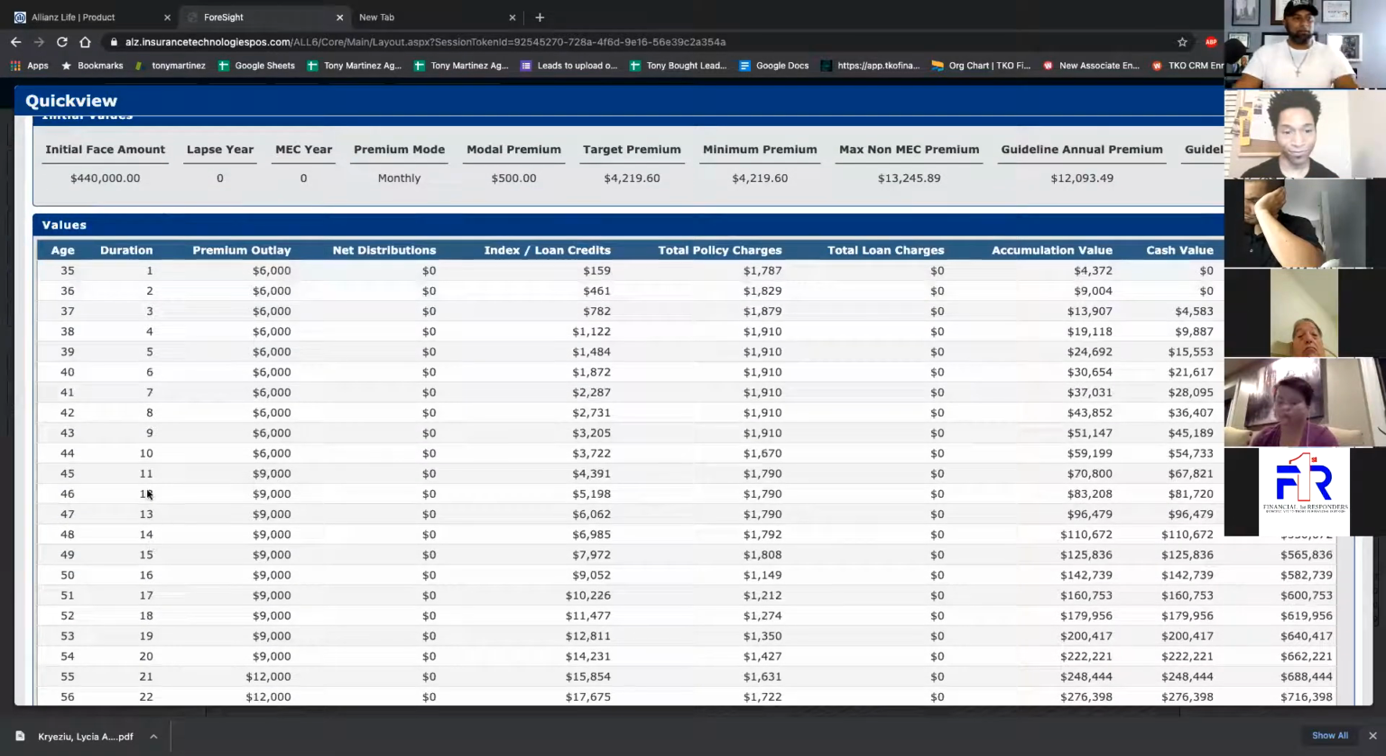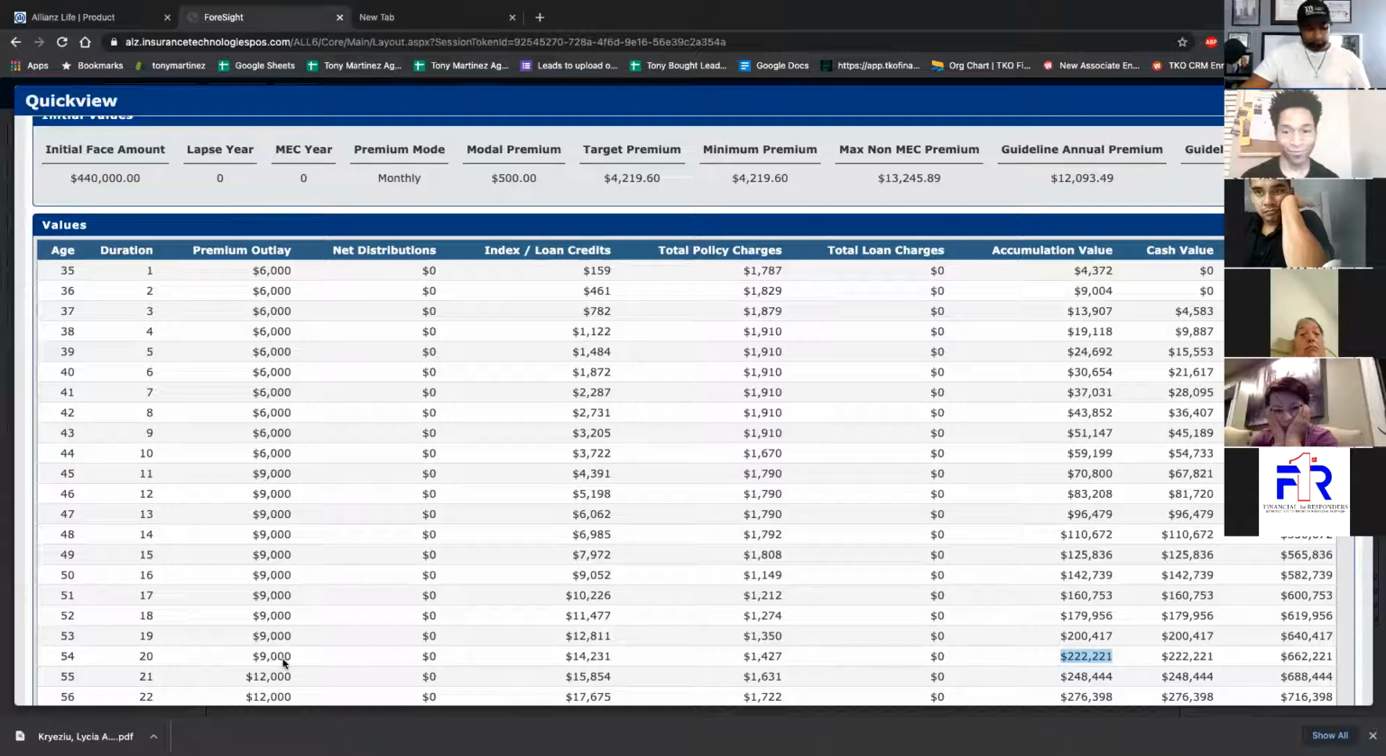Now let's start scaling it. Look what happens here, Mr. Client. On the 11th year, you decide to start putting more money in. Why? Because you're making more money, you have less debts, your career is developed, so you increase it for another 10 more years. And by 20 years in, it's worth 222,221.